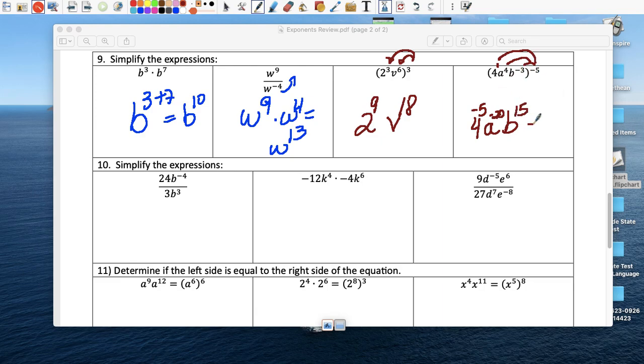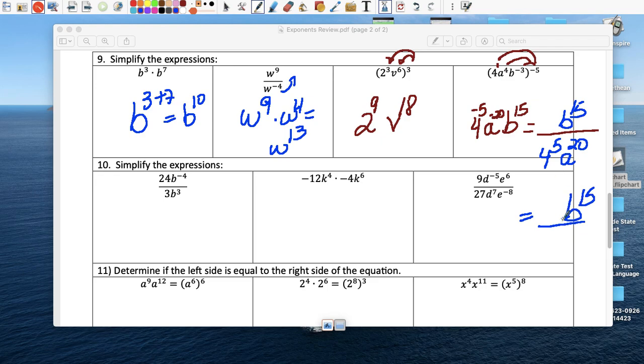Don't leave your answer like that, because our answer should have no negative exponents. 4 to the -5, let's take it downstairs. The exponent becomes positive. a to the -20, let's take it downstairs. The 20 becomes positive. b to the 15 stays up. Although that's completely fine with me, 4 to the 5th is something that we can do in the calculator. It's still not that big of a number. So b to the 15, there's nothing to do.